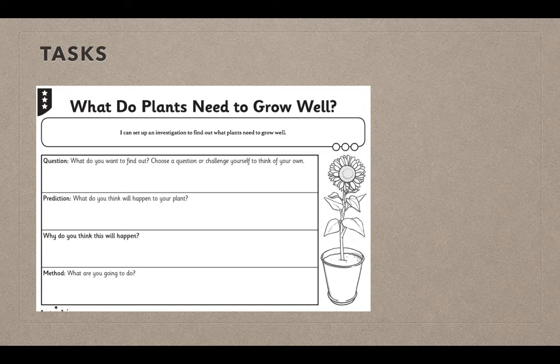Some people may prefer to do a 3-star question. So it's the same. I can set up an investigation to find out what plants need to grow well. So you've got a question section. What do you want to find out? Do you want to find out about, do plants need light? Do plants need water? It'll be up to you. So the prediction you're going to make is, what do you think will happen to your plant? What's going to happen to your plant if there's not enough light, or if you don't give it enough water? Why do you think this will happen? And then last of all, what would your method be? What are you going to do?